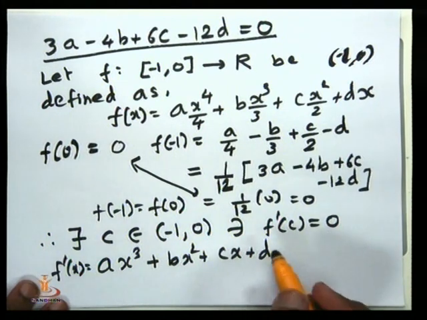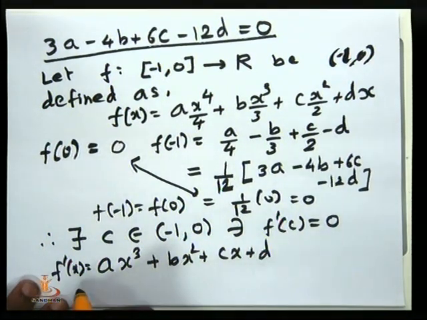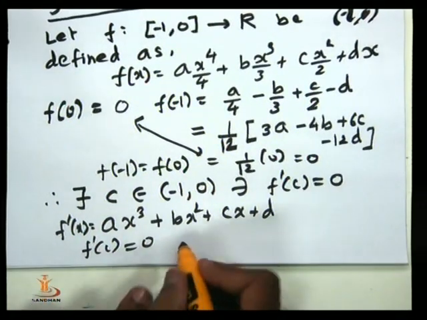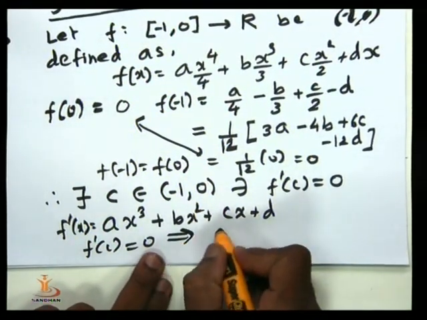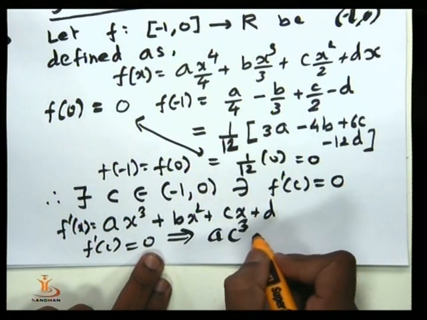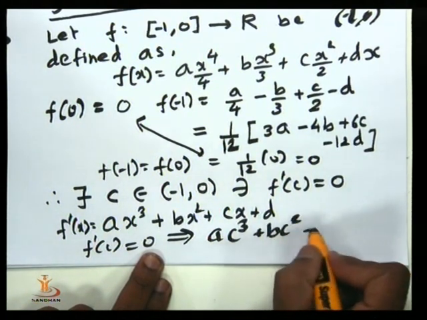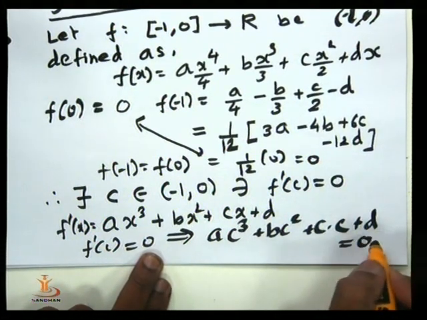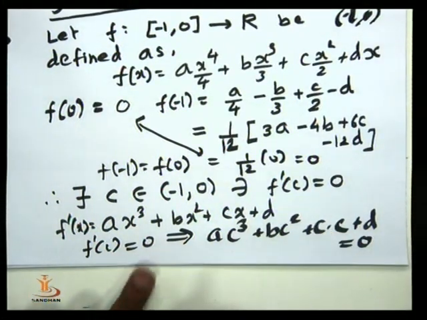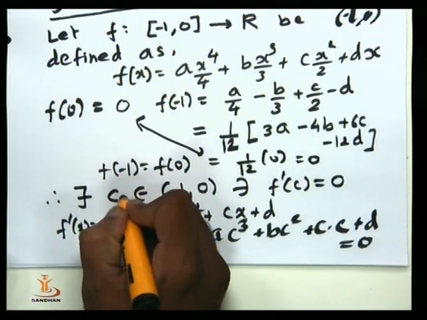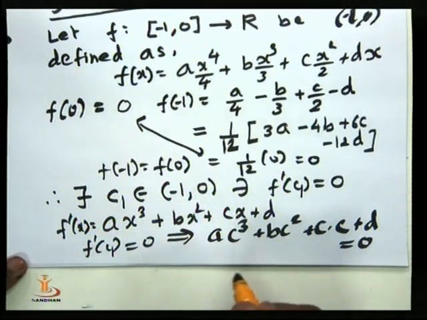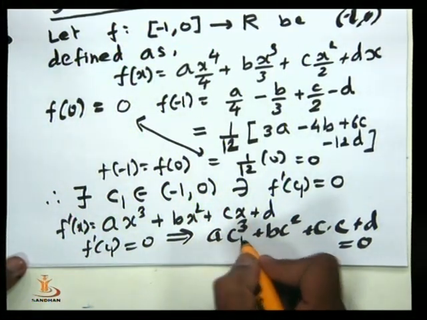And putting x equal to c here, we see that f dash c equal to 0 gives us a into c cube plus b into c square plus c into c plus d equal to 0. This c is different from the earlier one. In order to distinguish, let us call this c1. So we have f dash of c1 equal to 0 and we will get this.